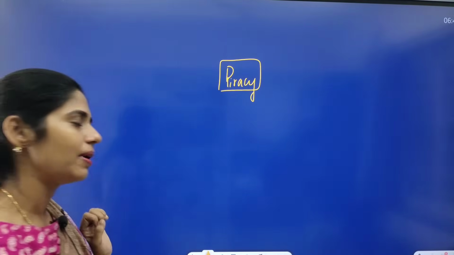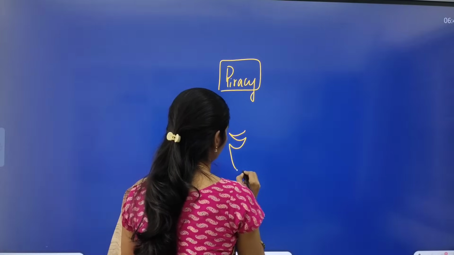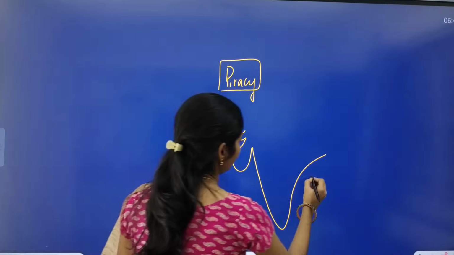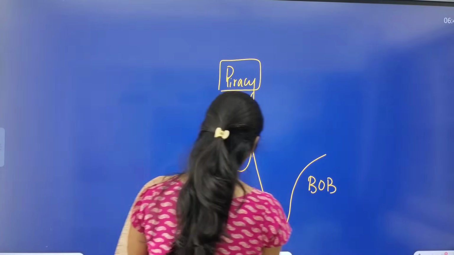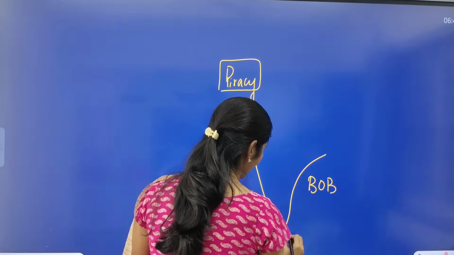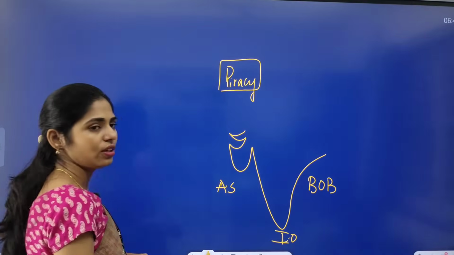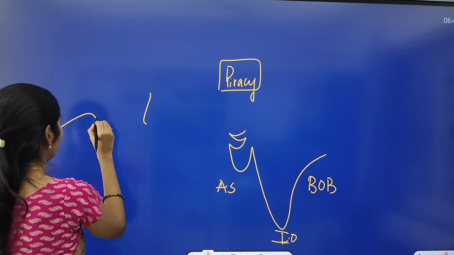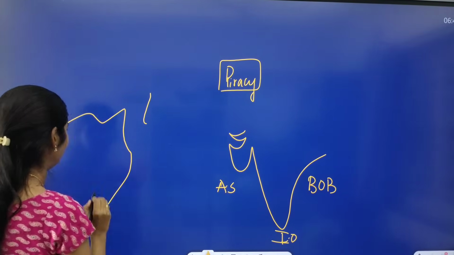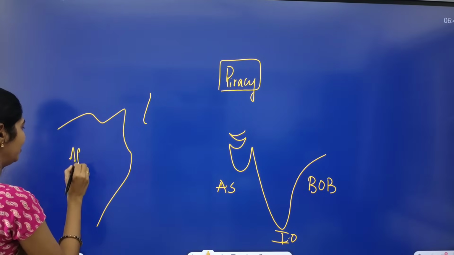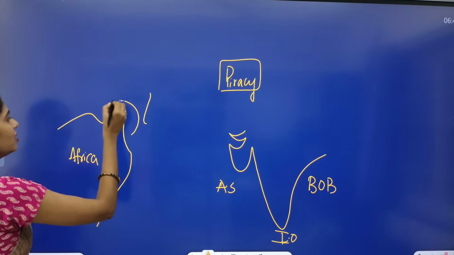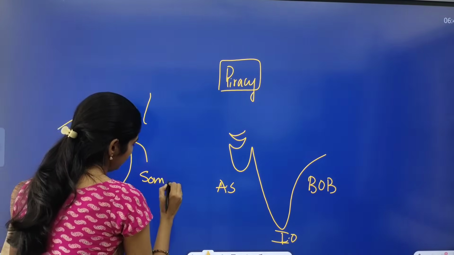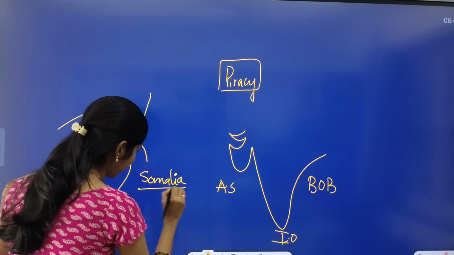So let us try to draw the map. This is India and this is the West Coast. Here we have the Bay of Bengal on the East Coast and the Arabian Sea here. And here we have the Indian Ocean. Yes or no? Here we have the West Asia part, and somewhere here we have Africa. In this Horn of Africa, one important country is Somalia.